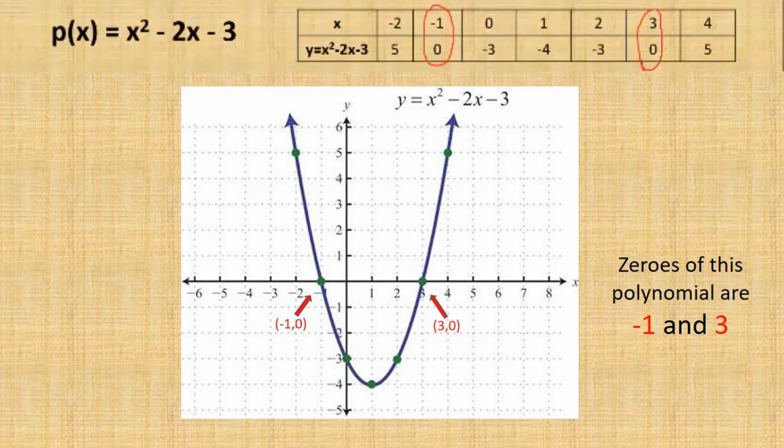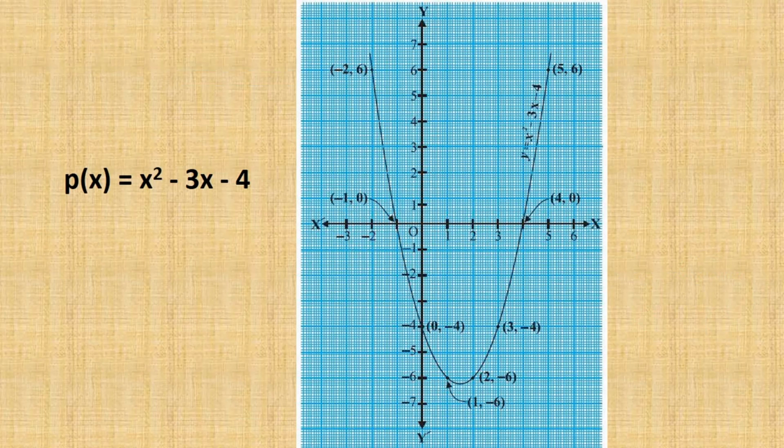We won't calculate the pairs of points. It's already there in the textbook. I'll simply show the graph. I have taken this screenshot from the textbook. So the graph is p of x is equal to x square minus 3x minus 4. If you find a set of coordinate points, mark the points on the plane and join these points, you will get a curve like this.